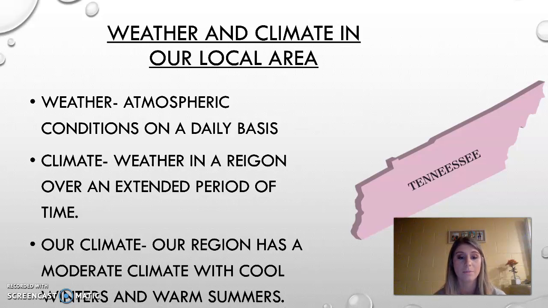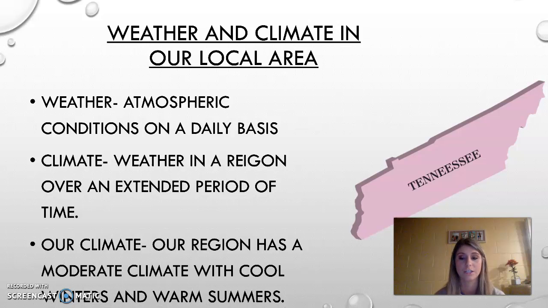So weather is the atmospheric conditions on a daily basis. An example would be the weather today is 70 degrees and cloudy. And that is just for one day on a daily basis. And climate is the averages of all the weather in a region over an extended period of time. So like the high average, the low average temperature over a long time in a specific region.